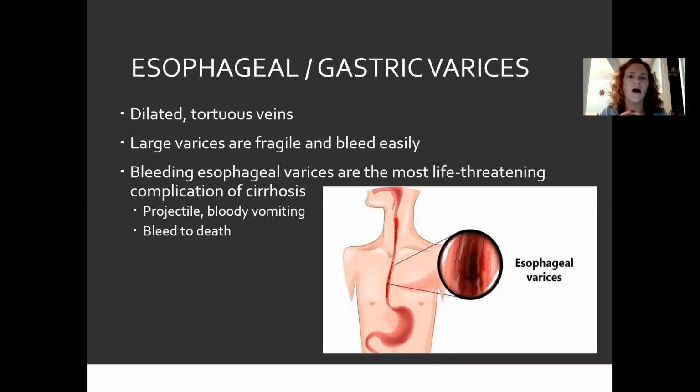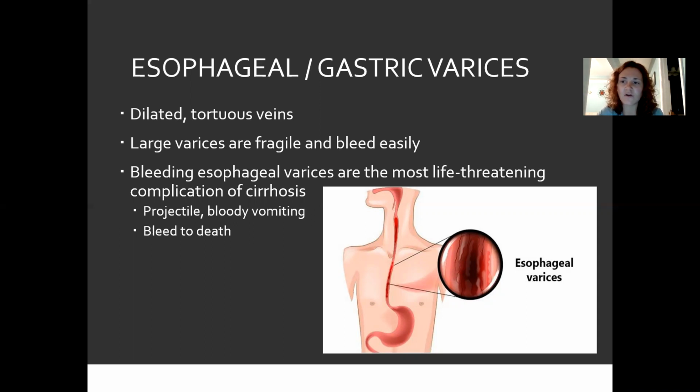And large engorged veins tend to be more fragile and bleed easily. The problem is if we start having bleeding vessels in the esophagus or the stomach, then they are life-threatening. It is the most life-threatening complication of cirrhosis because it can cause severe bleeding, and the patient can develop hemorrhagic shock and bleed to death essentially from this.